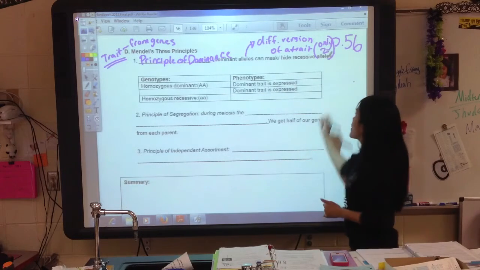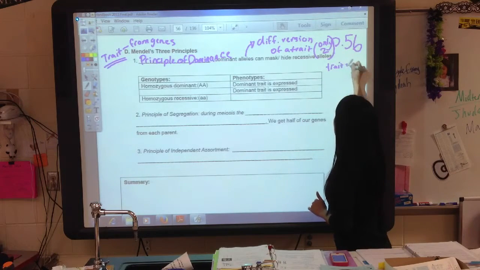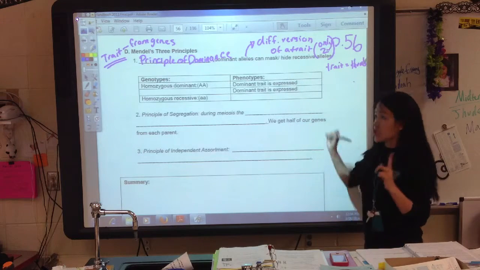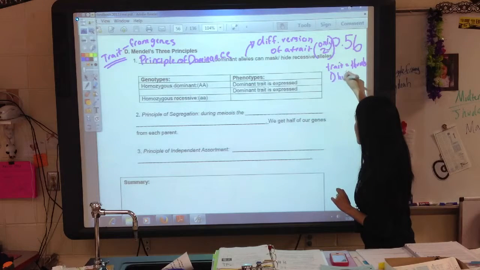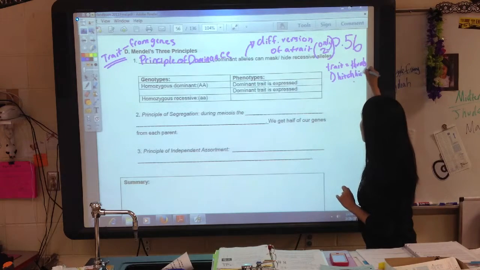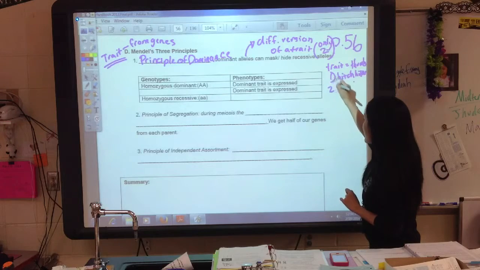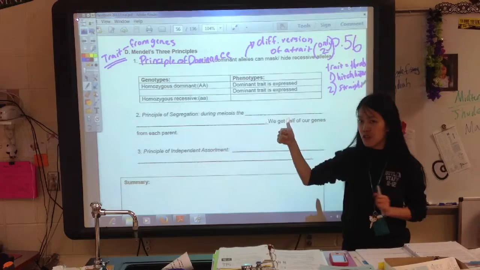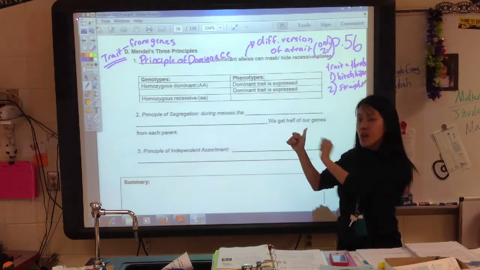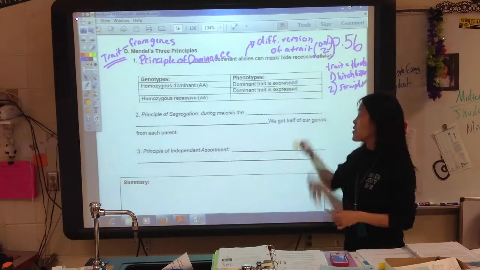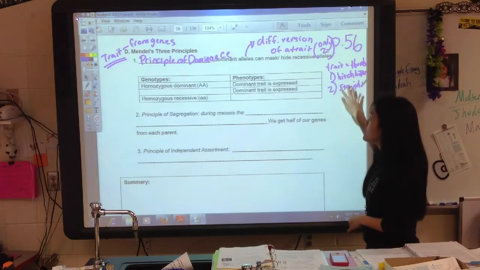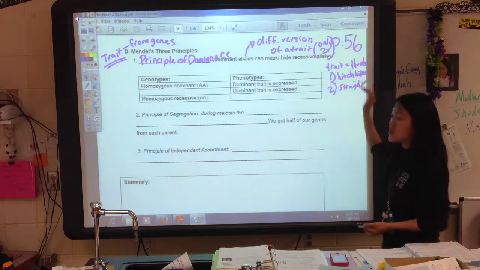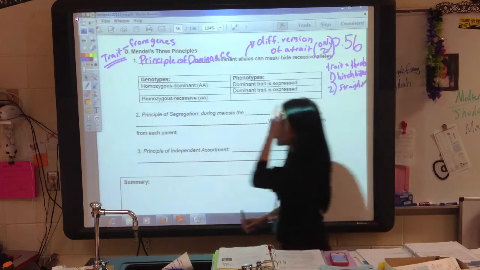So for example, if our trait was our thumb, our hitchhiker's thumb, we had 2 versions. The first was having the hitchhiker's thumb, and the second was having a straight thumb. Like I had a straight thumb, and if your thumb was bent back more, then you had a hitchhiker's thumb. Those are the only 2 versions, or the only 2 alleles for this trait for your thumb. So we do need to practice these vocabulary words.